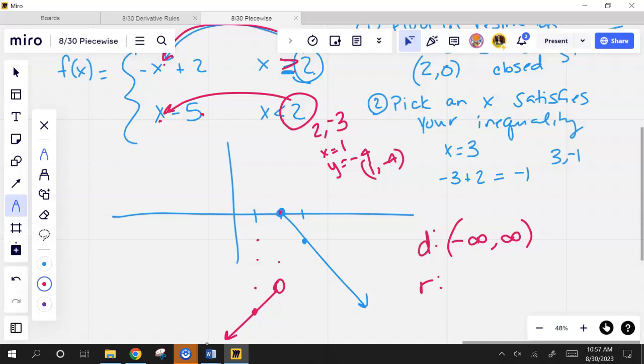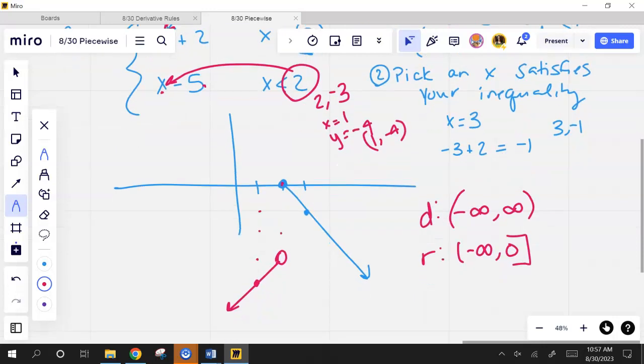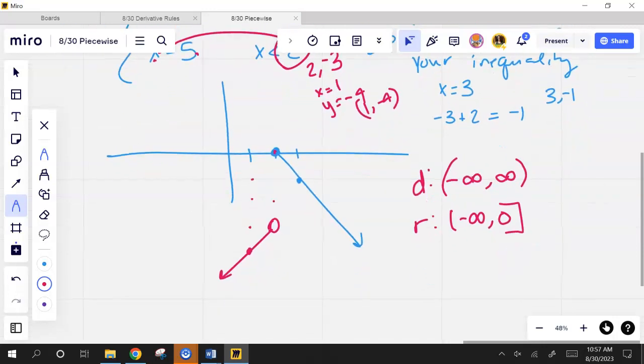How do I say that in interval notation? Smallest to biggest. Do I need a bracket or a parenthesis? Why? And it's a closed-in dot. If that was an open dot, it would be a parenthesis, yeah.